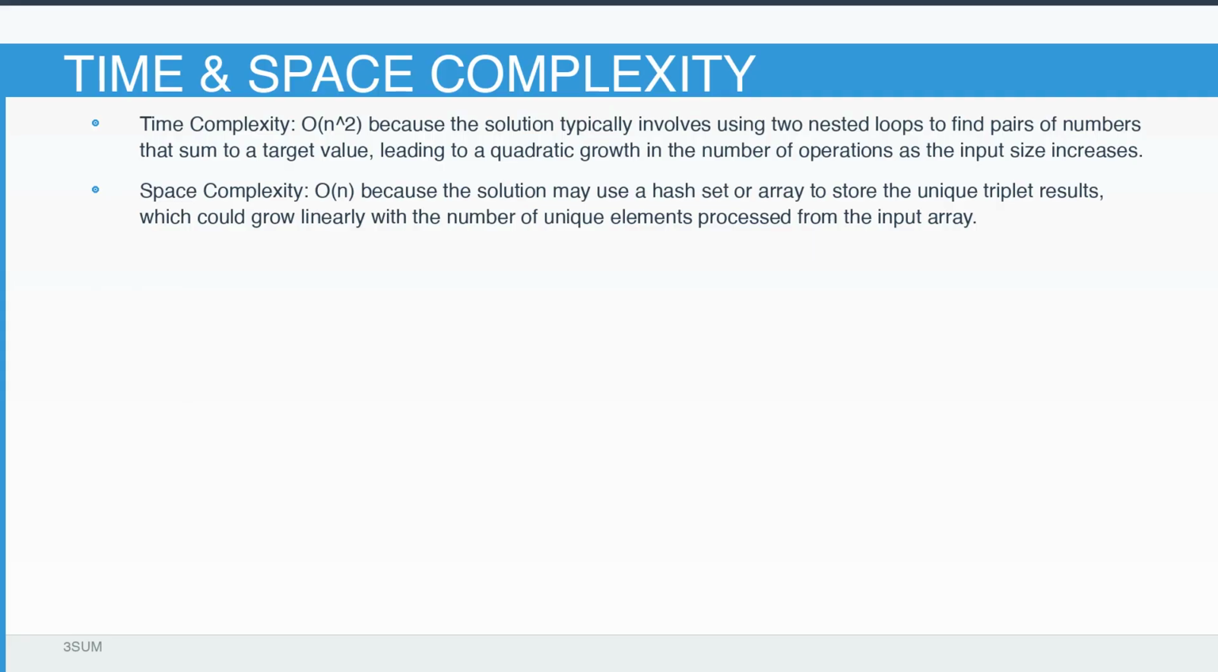Now, regarding space complexity, it is O(n). This is because we often use a hash set or an array to store unique triplets we find. As we process each element from the array, the space used can grow linearly with the number of unique elements. Imagine you're keeping track of different combinations. The more unique elements you have, the more space you need to store these combinations. This linear growth in space allows us to efficiently manage our results without redundancy.